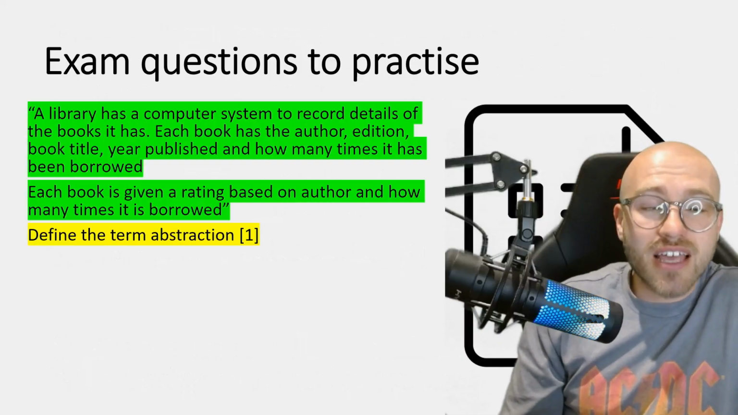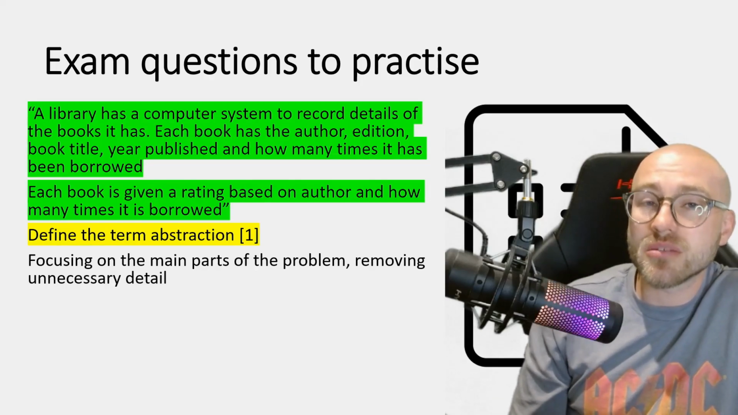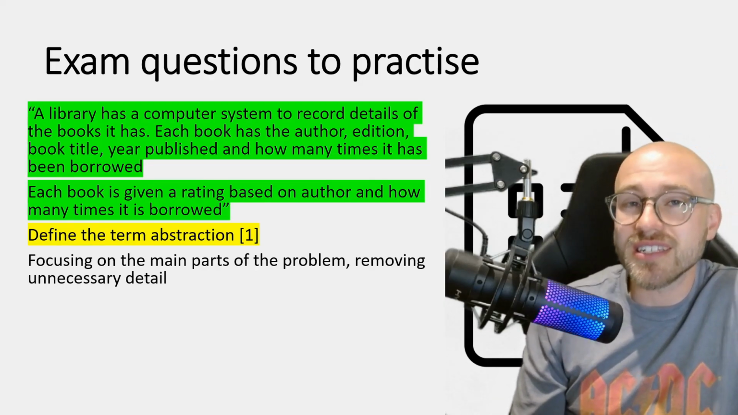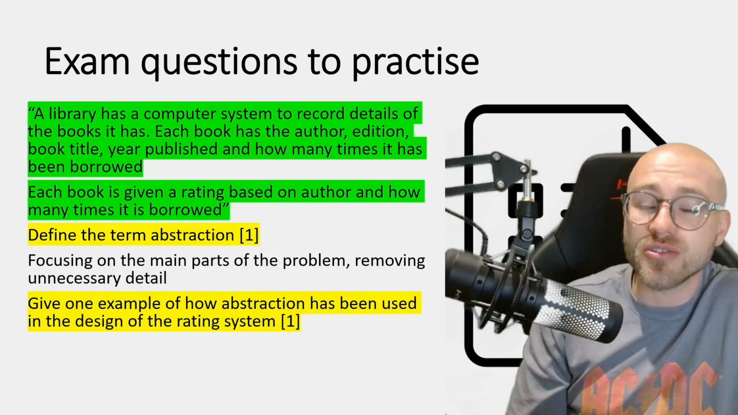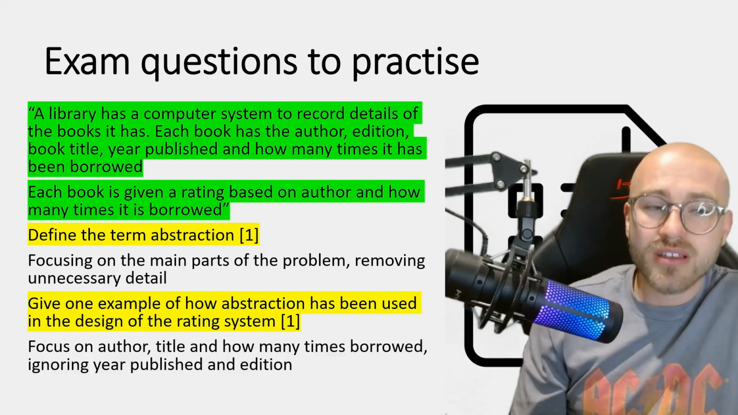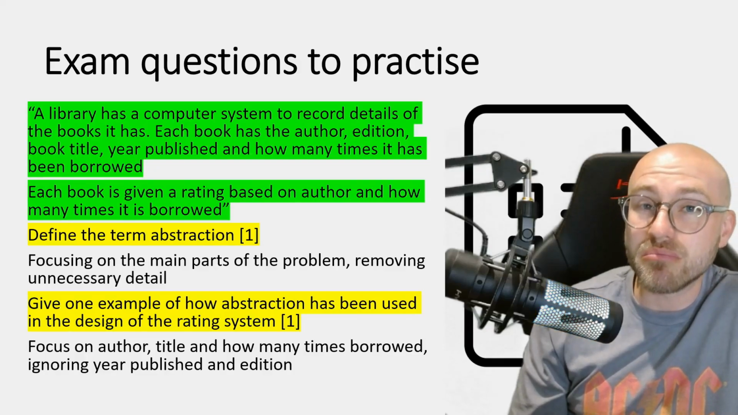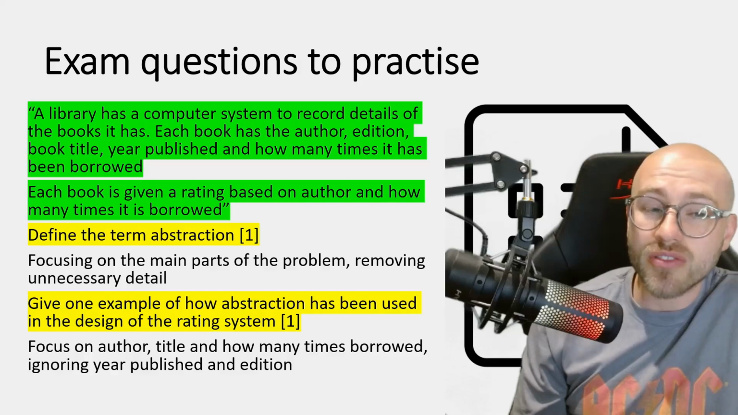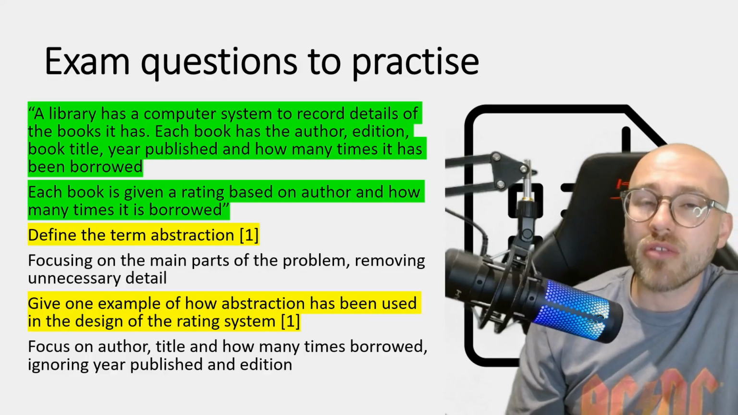Okay, let's look at the answers then. So question 1 was define the term abstraction. So it's focusing on the main parts of the problem, removing unnecessary detail. And question 2, give one example about how abstraction is being used in the design of the rating system. So they're focused on the author and the title and how many times it's been borrowed. You can ignore the year it's been published and the edition. It's told you that in the scenario what the rating is based on.